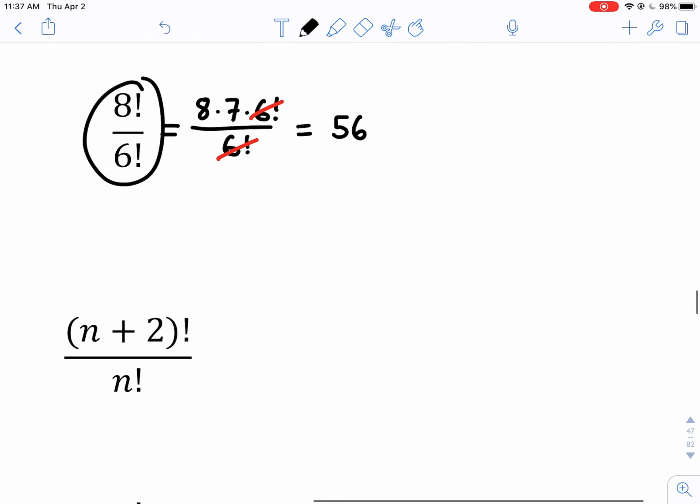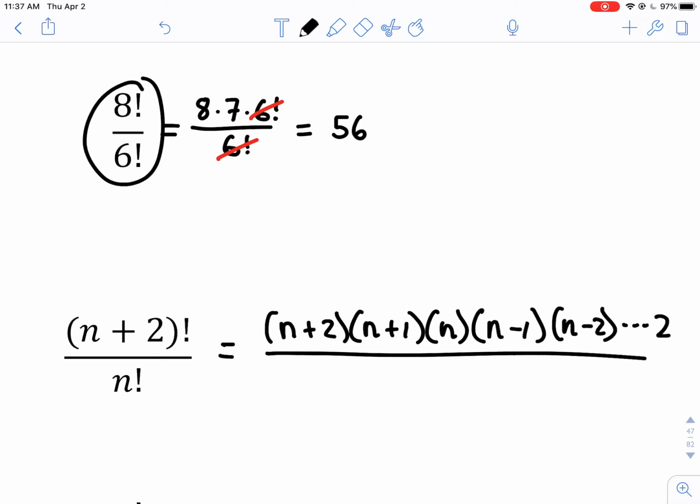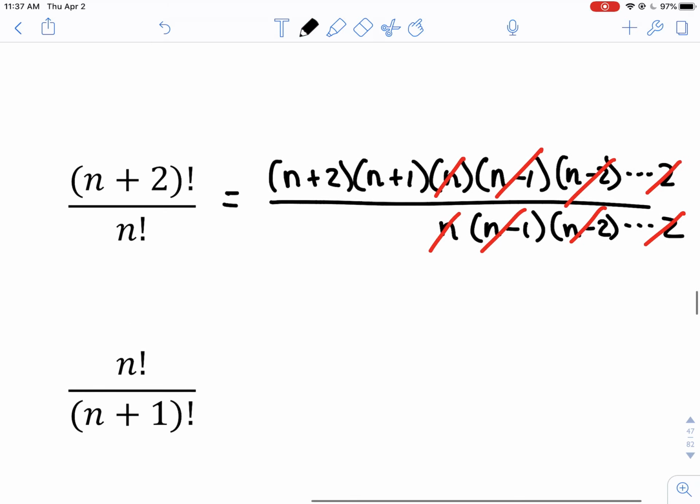N plus 2 factorial literally means start at n plus 2, multiply it with one number less, which is n plus 1, and then multiply that with one number less, which is n, and then n minus 1, and then n minus 2. And you would continue this generally until you get to 2. And the bottom would be the same thing, but starting at n. But then, just like above, you're going to recognize that n and below will get canceled. So we really just get out of this n plus 2 times n plus 1.